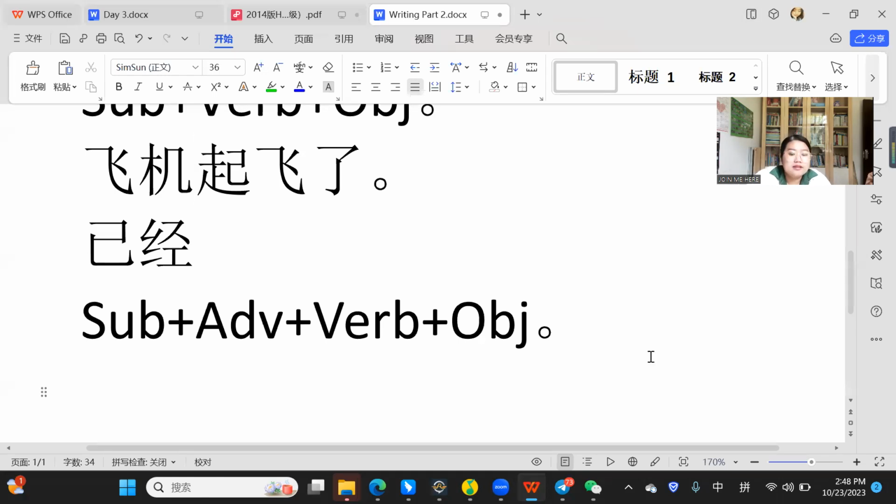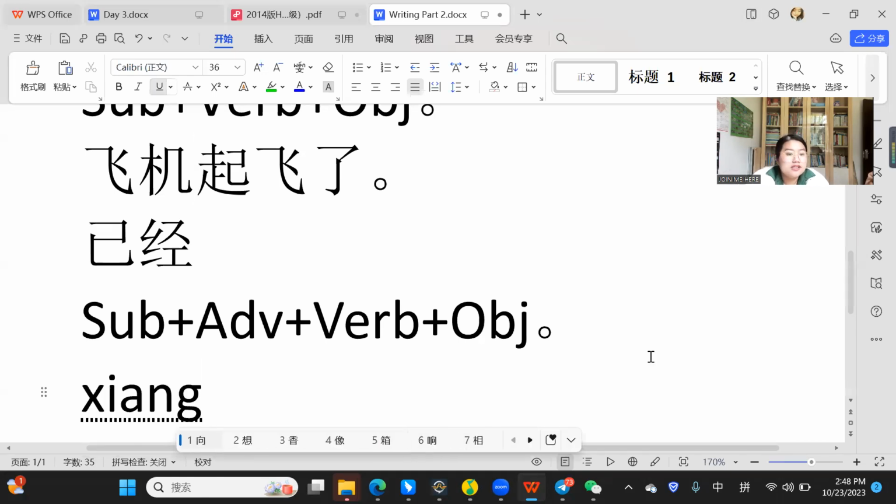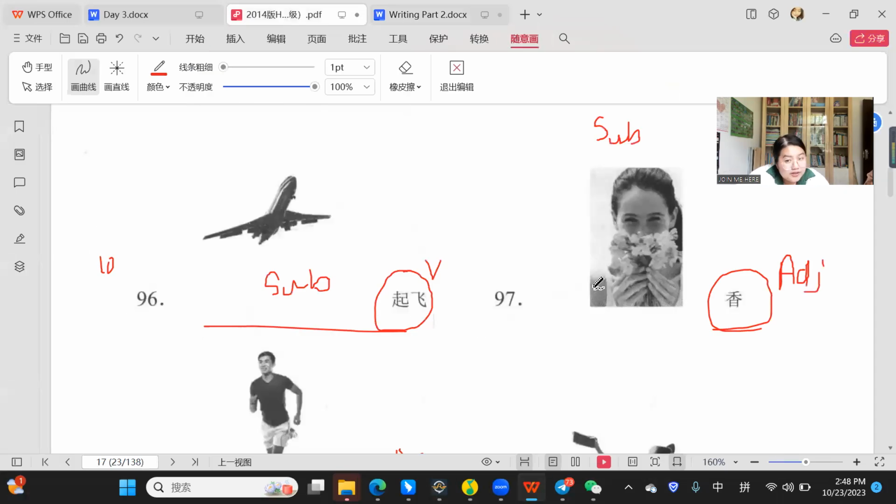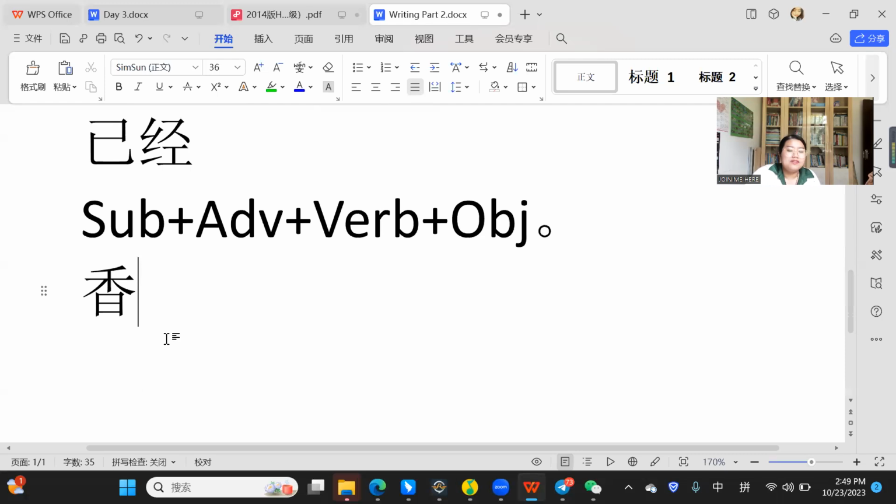And the second word is 香. 香 means adjective, right? Which one will be the subject? The girl and the flower. Will the girl be 香 or the flower be 香? The flower. The flower will be 香, right? So flower, how can we say flower? 花. This is the subject.